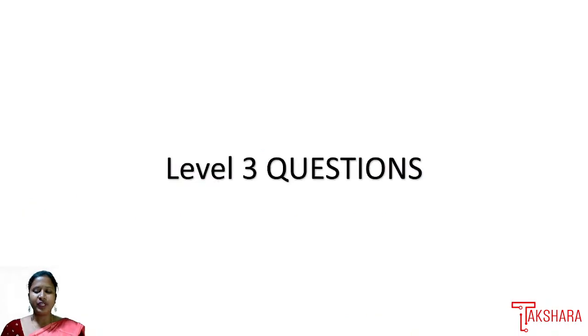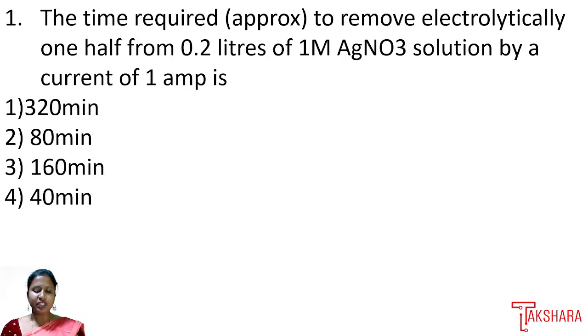Next we have level 3 type of questions. Up to this, level 2 questions are over, then we have level 3 questions. The first question is, the time required to remove electrolytically 1 off from 0.2 liters volume of 1 molar AgNO3 solution by a current of 1 ampere is, they have asked. Here we have to find out the time. The time required for the electrolysis process to remove the 0.2 liters of 1 molar AgNO3 solution by passing a current of 1 ampere is being asked.